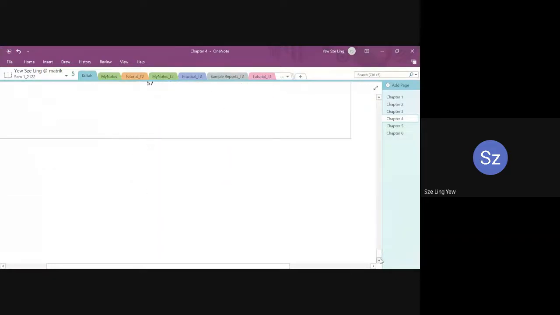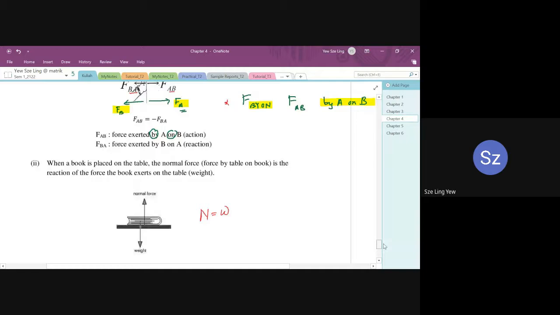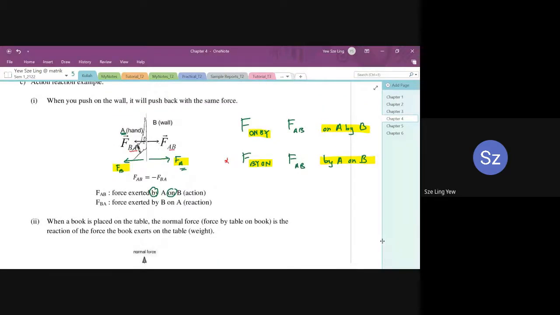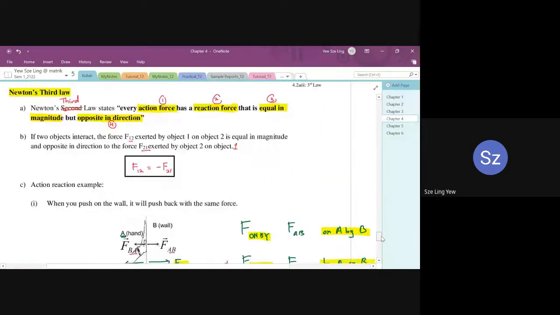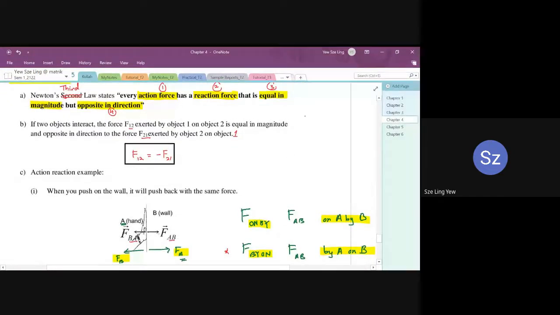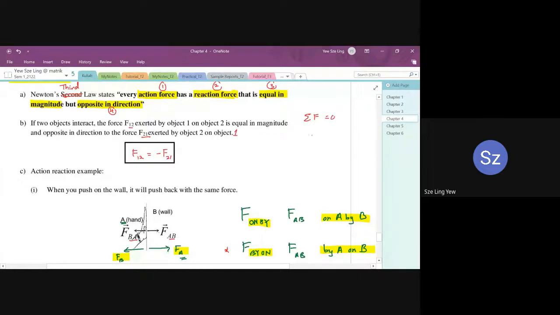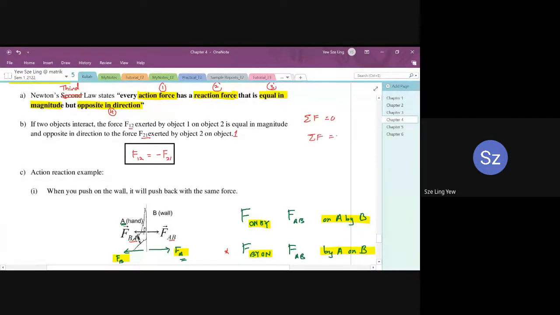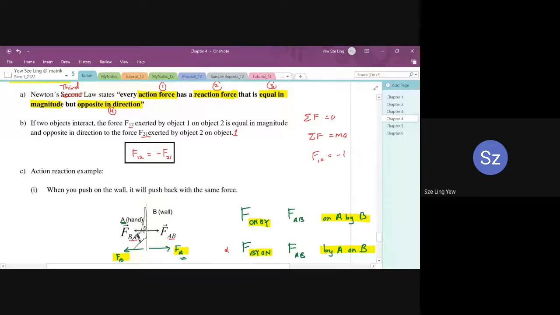So basically that marks the end of chapter 4. In chapter 4, you have 5 basic forces with 3 Newton's laws. As long as you understand which 5 forces and how to apply these 3 laws. First law, you have summation F equals to 0. Second law, you have summation F equals to ma. Third law, you have F12 equals to negative F21. So these are your 3 Newton's laws, and I already explained the keywords to use in each law. So that marks the end of today's class.